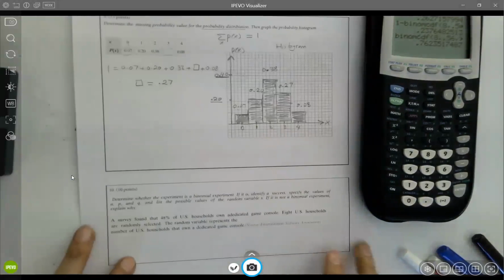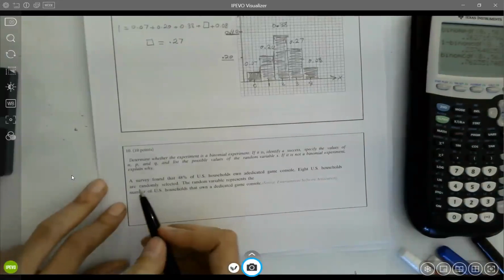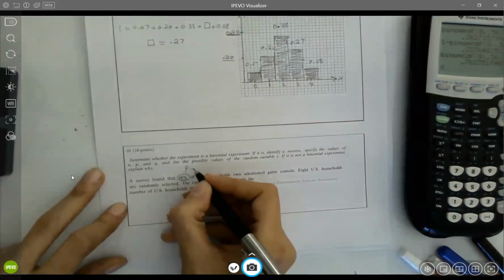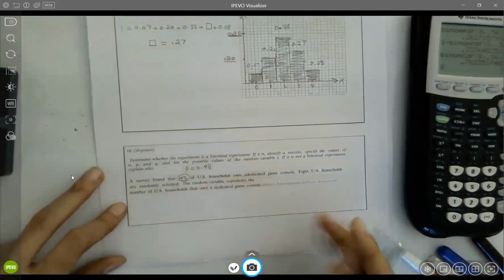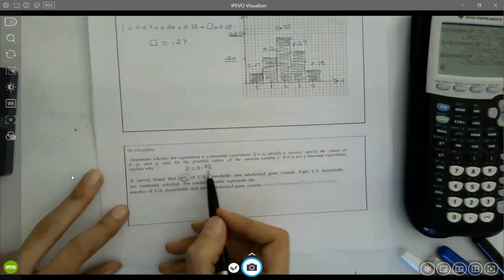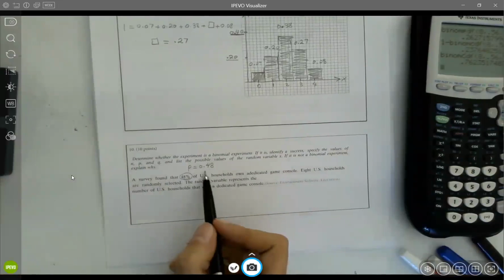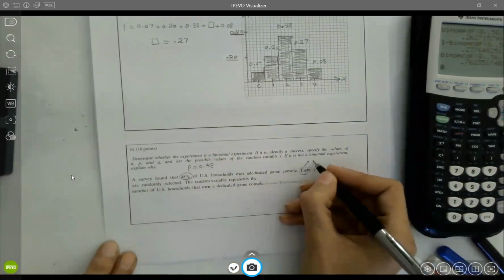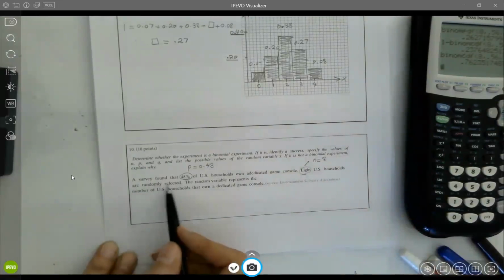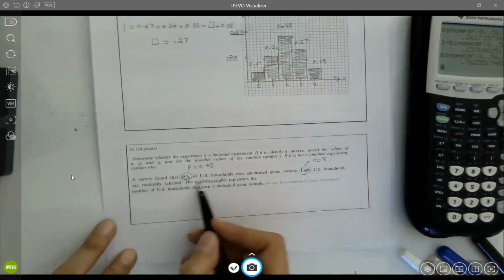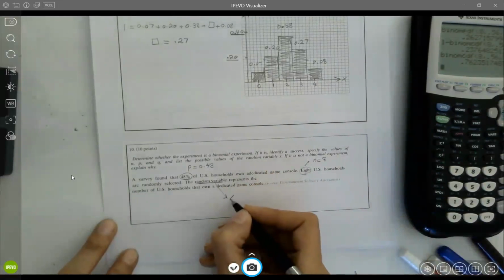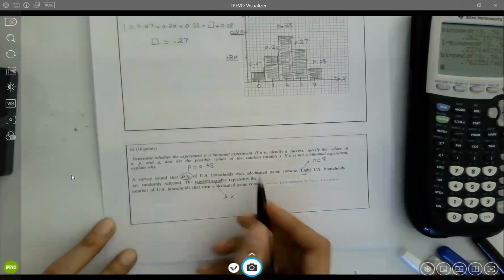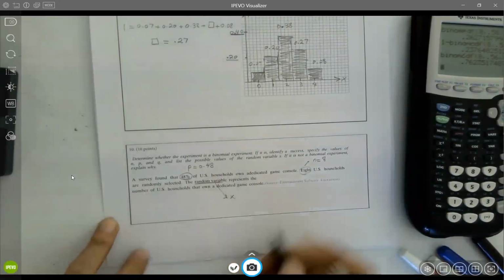And finally, for question 10, what do we have? A survey found that 48%, so if you have a binomial experiment, it means that your p is equal to 48%, or 0.48, own a game console. 8 US households, so n is equal to 8, are randomly selected. The random variable x represents the number of US households that own one. So it counts the number of successes in our experiment.